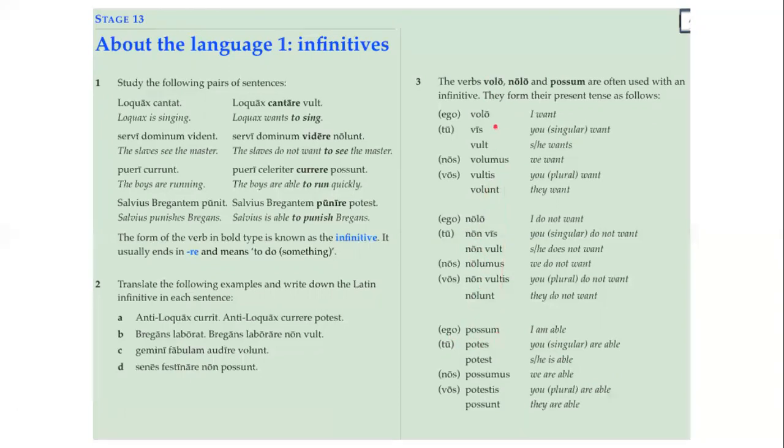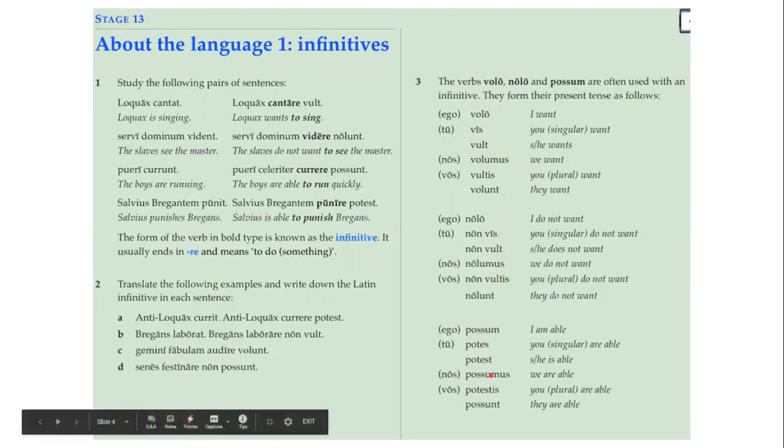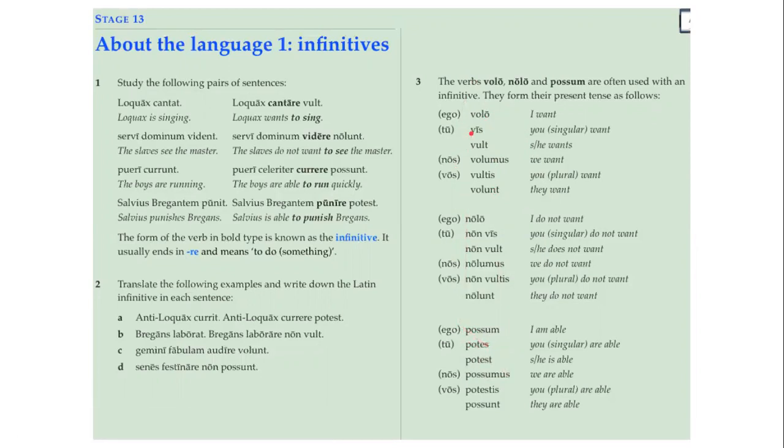And all these are irregular verbs. They're all irregular, so you just have to remember them, although their endings are the same. So always that -o, -s, -t. Also, we know that possum is where we get the word potential or possible from, so it's a good way to remember it. Now, these three words are really useful because they often take an infinitive.